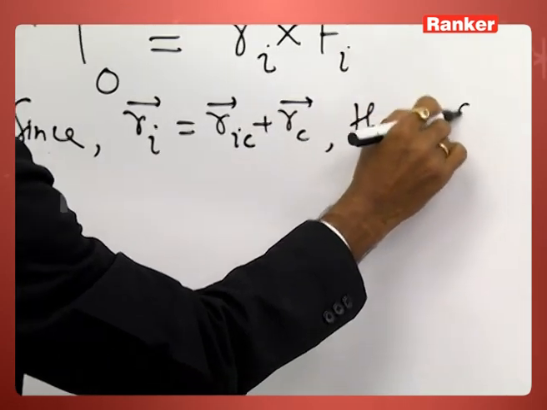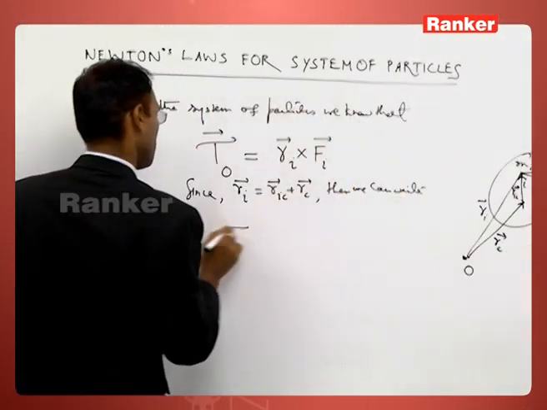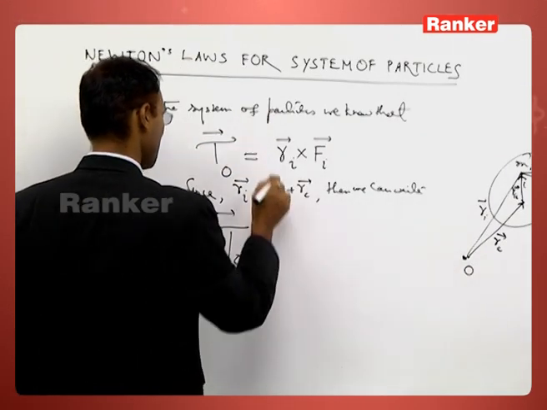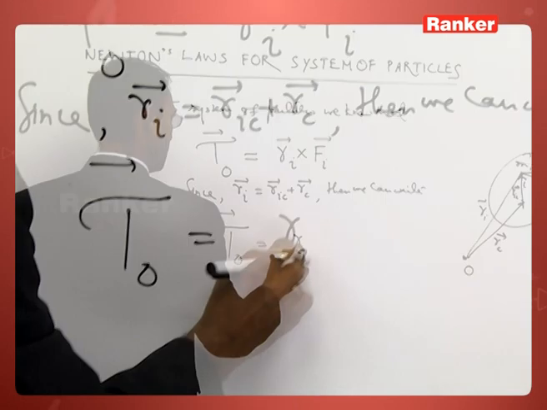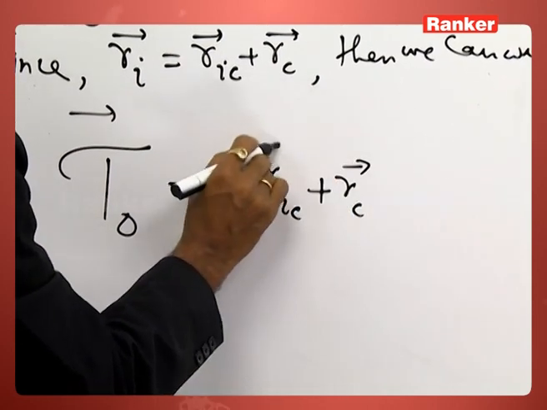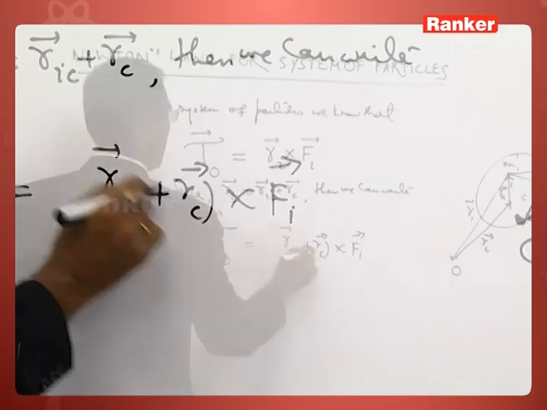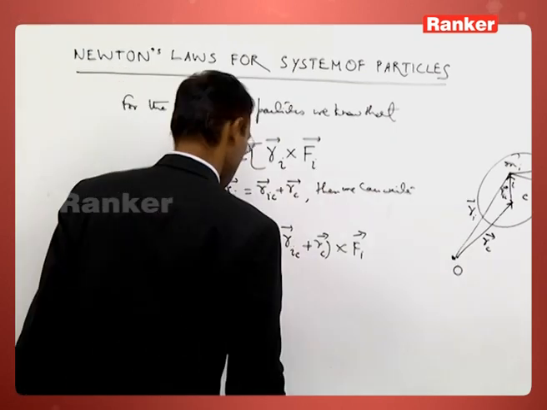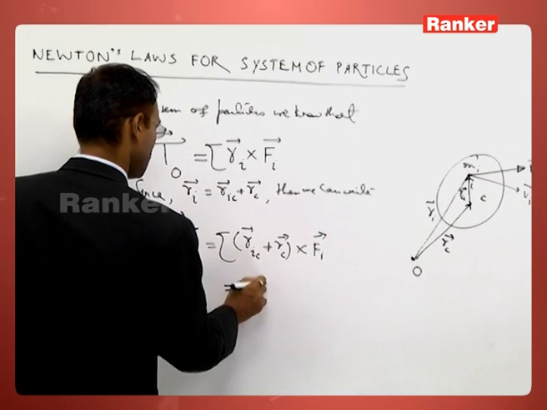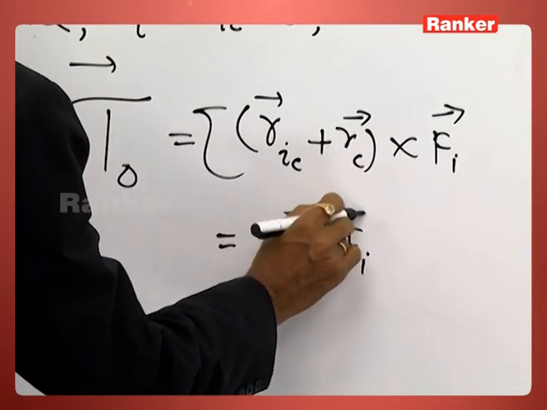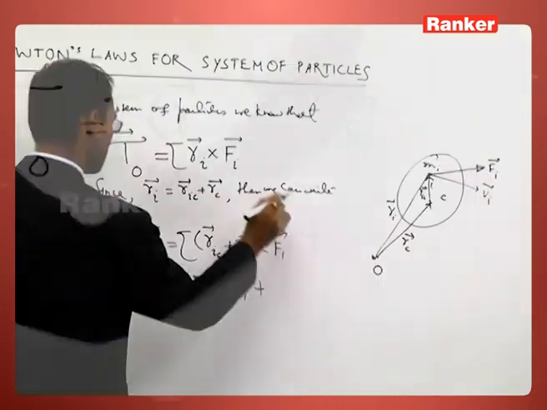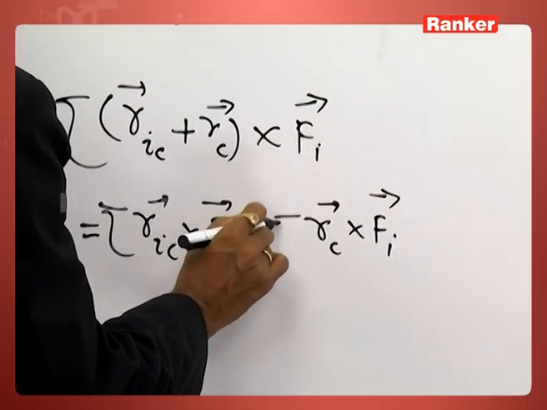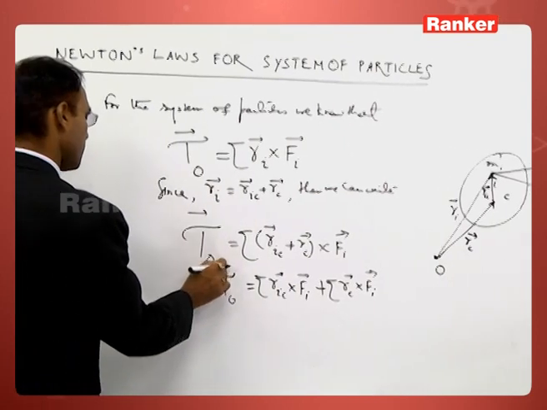Then you can write the net torque about this point as the summation of (RIC plus RC) cross Fi, which is the summation of RIC cross Fi plus the summation of RC cross Fi. This is the net torque about O.